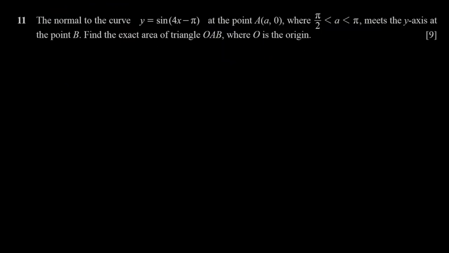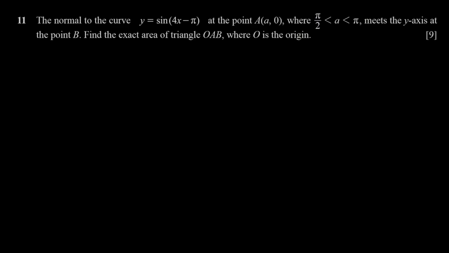Okay, so we're on the final question of this paper, question number 11. The normal to the curve y equals sine 4x minus pi at the point A, where the x-coordinate of A is between pi by 2 and pi, meets the y-axis at the point B, find the exact area of the triangle OAB where O is the origin. Now this is a very long, very difficult question, but what we need to do, as with all difficult questions, is to break them down into smaller, simpler questions.